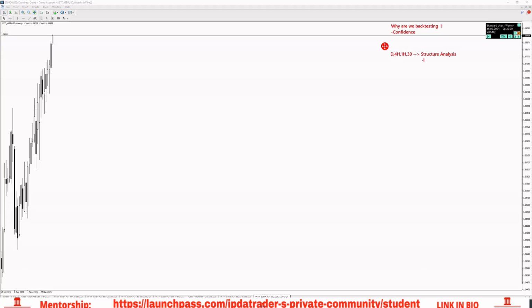Structure analysis, what else? Liquidity story and POI selection. Okay, so those are the time frames we're going to be working with in order to determine those criteria. We're going to be using the 15-minute for potential refinements right over here, and the 5-minute to the 1-minute for potential executions. That's the trading plan, one could say, that we're going to be testing right over here in order to gain confidence in what we do.